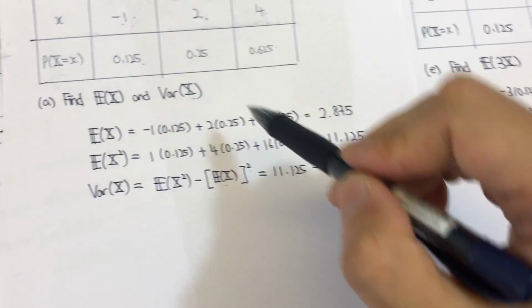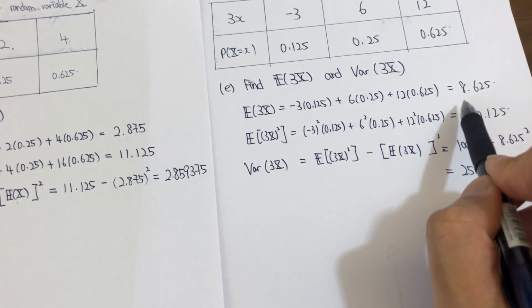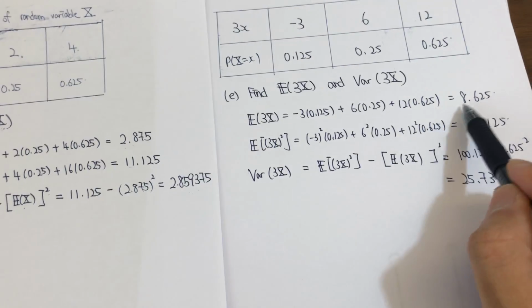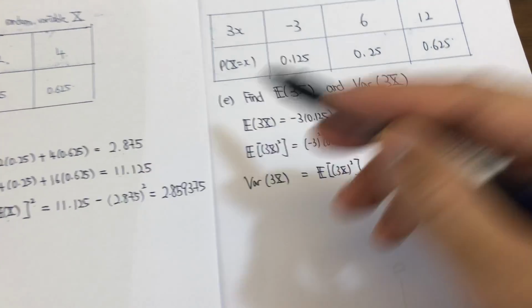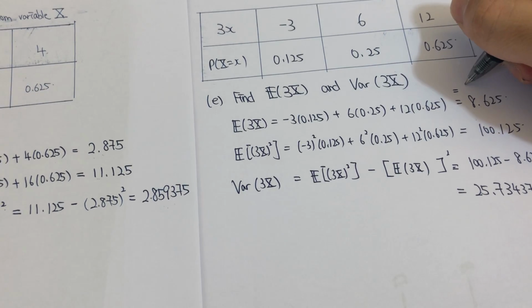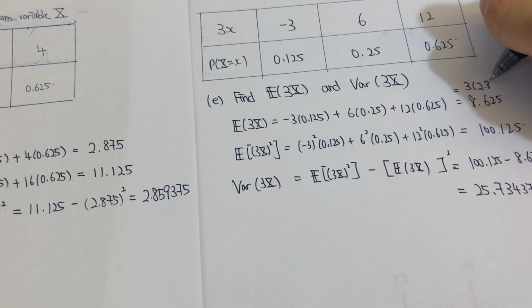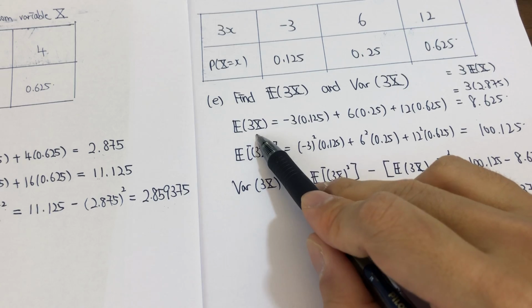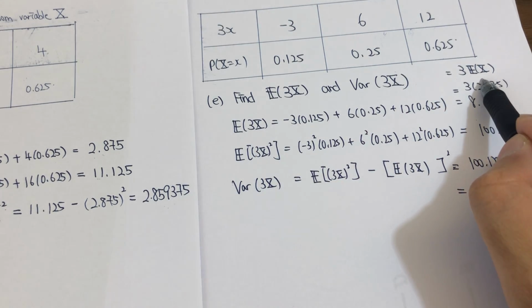And now let's compare with the original expected value of x. The expected value of x is 2.875. Then what about the expected value of 3x? What is the relationship? 8.625 is triple 2.875. So it is equal to 3 times 2.875, which is 3 times the expected value of x. The expected value of 3x is just equal to 3 times the expected value of x.